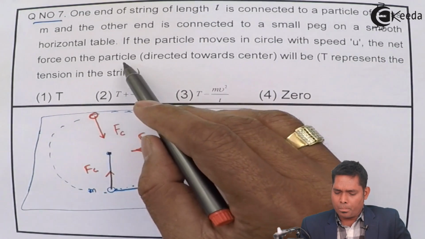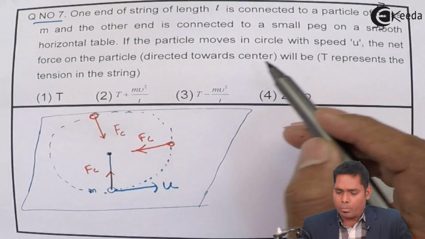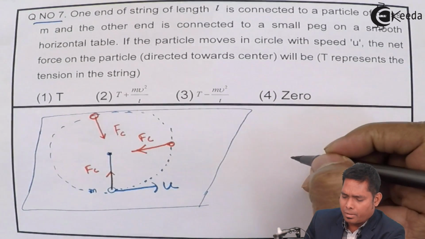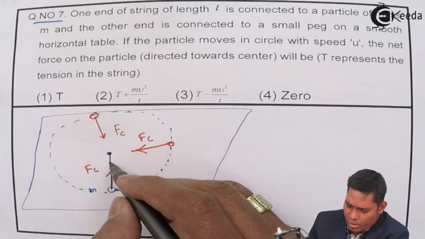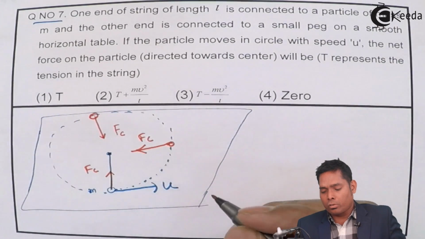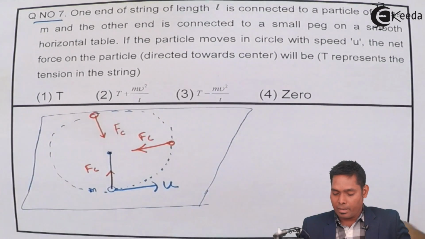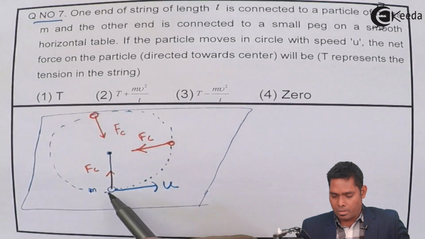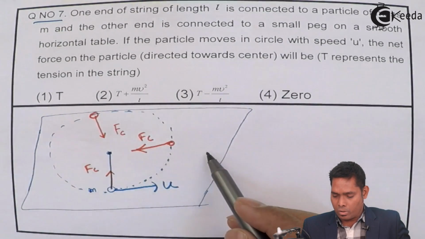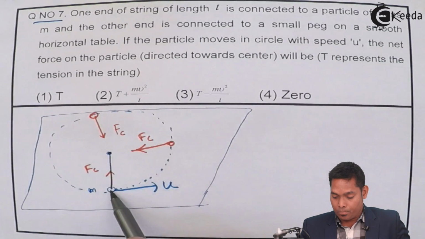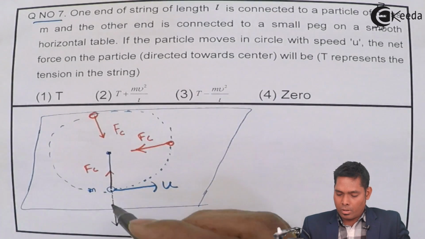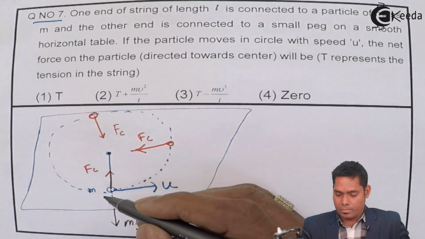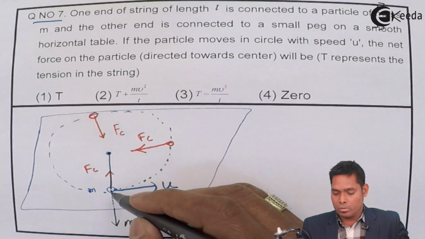So you have to find the net force toward the center of the particle. This is a very simple question where T represents the tension in the string. Obviously, since the string is there, we first draw the free body diagram of this particle, which is on the table. The weight will be downward, which is mg, and the normal reaction will be vertically upward.